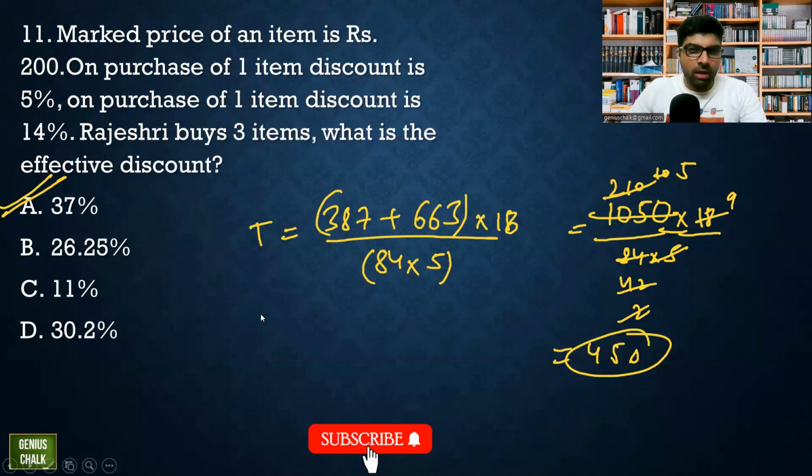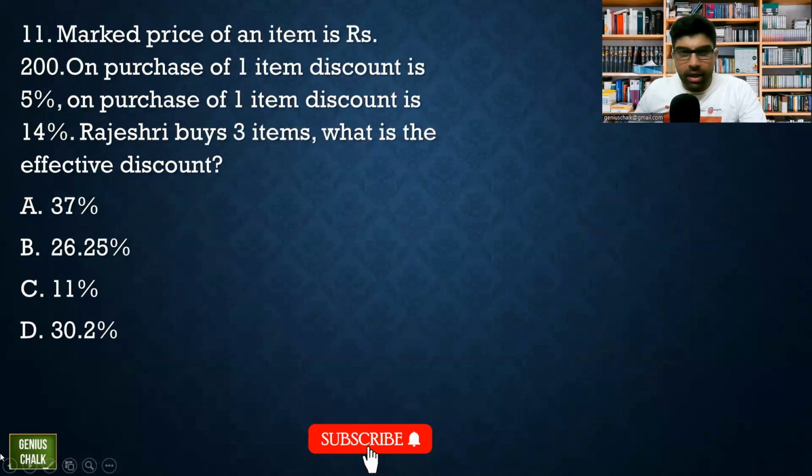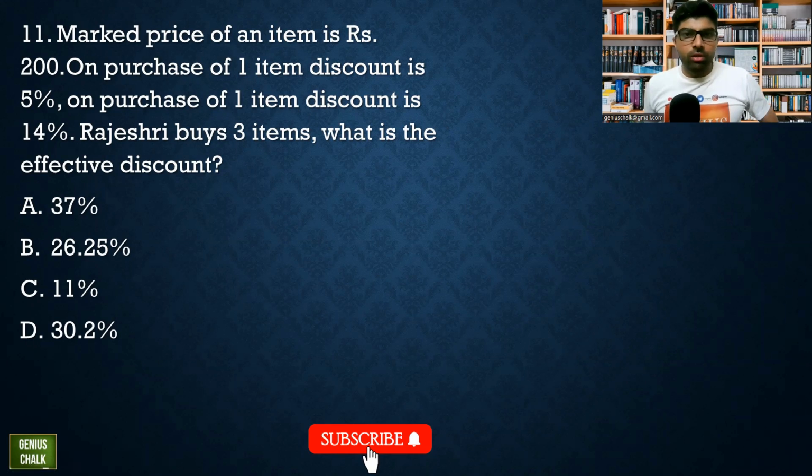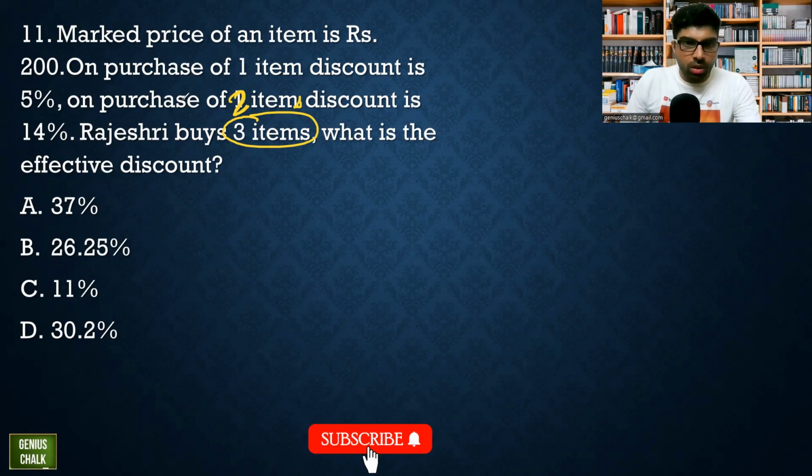Next one, the marked price of an item is this one. On purchase of one item, the discount is 5%. On purchase of one item, this is 2 items actually, so change it. There are 2 items, the discount is 14%, because in total there are 3 items, so it could not be 1 and 1, it could be 1 plus 2. So the first item is 5%. So if MRP is 200, what will be the price?